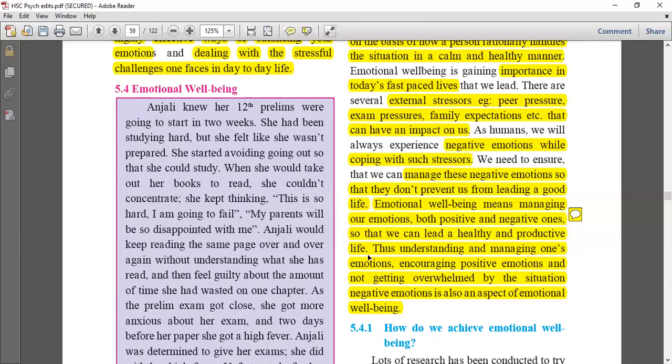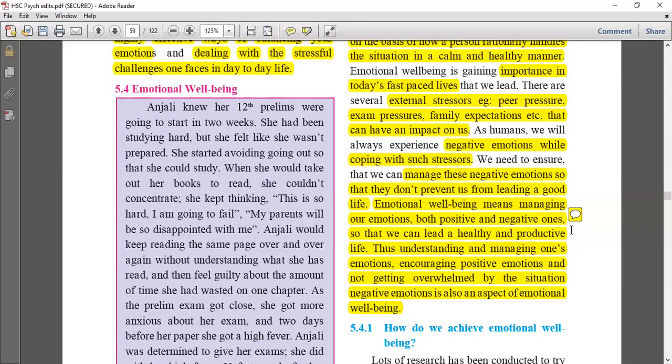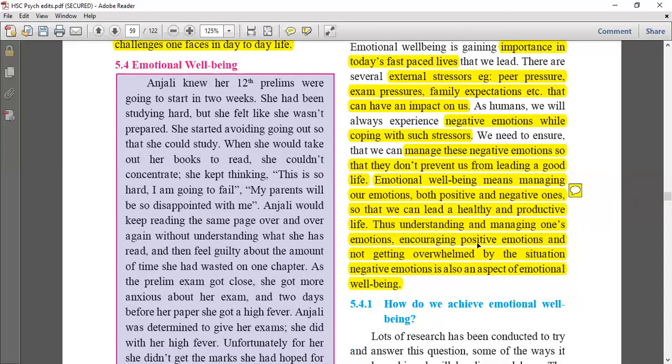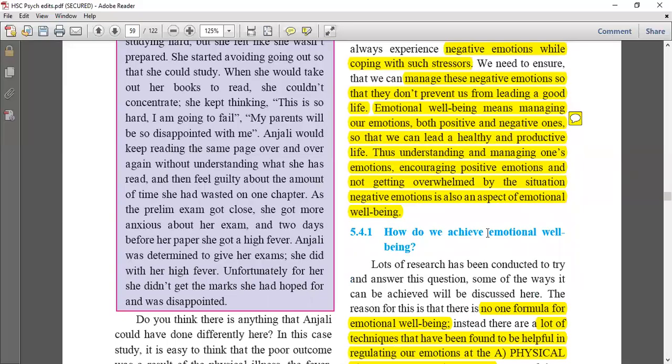Okay, so it's important that you are able to manage both positive and negative emotions together, because too much positivity, oh my god, I'm so excited, and if you have a heart problem, you might end up having another heart issue. So you have to be careful with that, so that we can lead a healthy, productive life. Therefore, understanding and managing your emotions and encouraging positive emotions, not getting overwhelmed by the situation, is important.